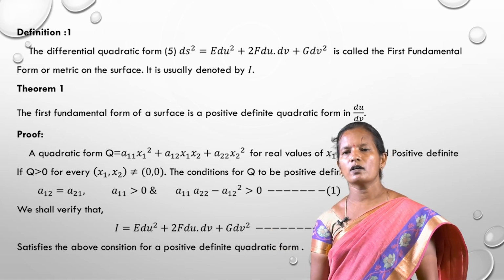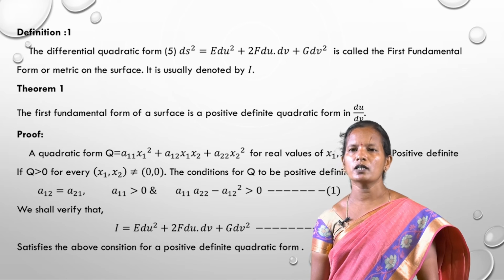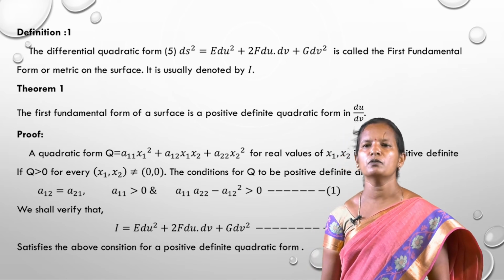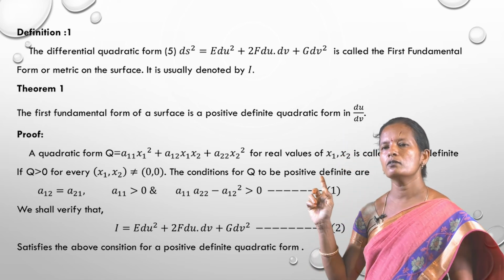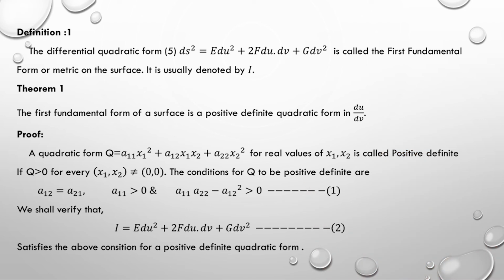Proof: a quadratic form q is equal to a11 x1 squared plus a12 x1 x2 plus a22 x2 squared. This is a quadratic form for real values of x1, x2, and is called positive definite if q is greater than 0 for every (x1, x2) not equal to (0, 0). The conditions for q to be positive definite are a12 equal to a21, a11 greater than 0 and a11 a22 minus a12 squared greater than 0.